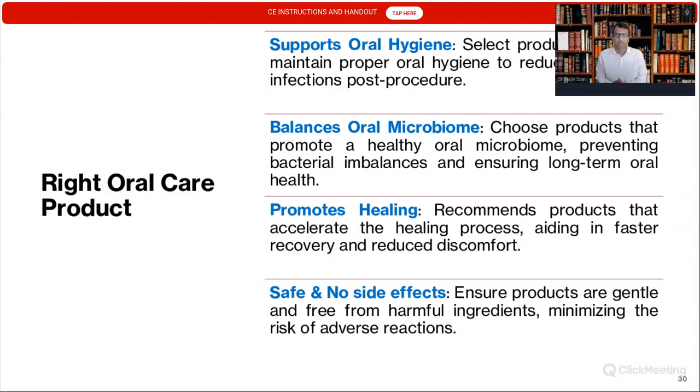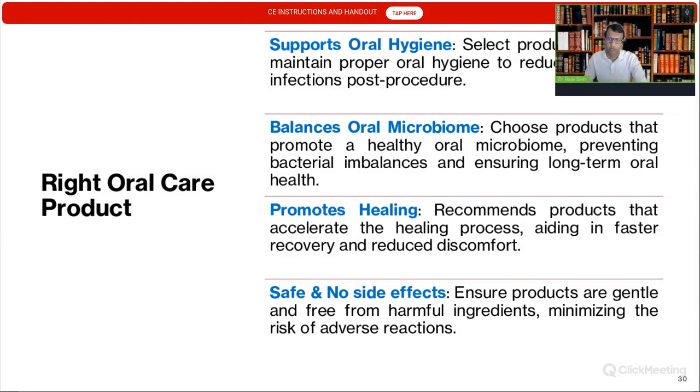And again, the key is the right oral care product, because even once you have an ulcer, how you are going to manage your oral hygiene? So the right oral care product plays a very big role. It supports oral hygiene, because if you have multiple ulcers in your mouth, how are you going to use an alcohol-based mouth rinse that can further create a burning sensation? You cannot brush with toothpaste that contains sodium lauryl sulfate, it will worsen the situation.